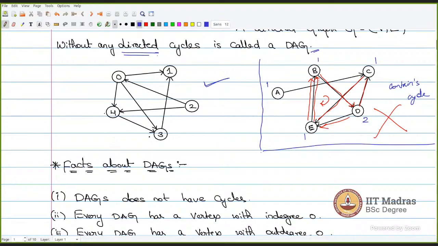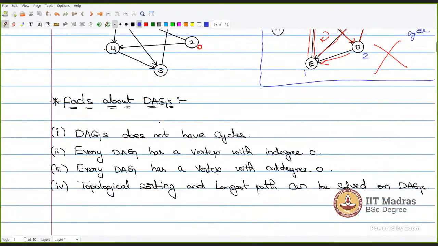Even here you can compute in-degrees and out-degrees. This vertex will have an in-degree 0, and there is another vertex which has out-degree 0. Once you have this, you try to find the topological sequence starting from 2. If you are able to find the topological sequence, then that is a DAG. If you are unable to find it, then that is not a DAG. So you can do it in this way also.